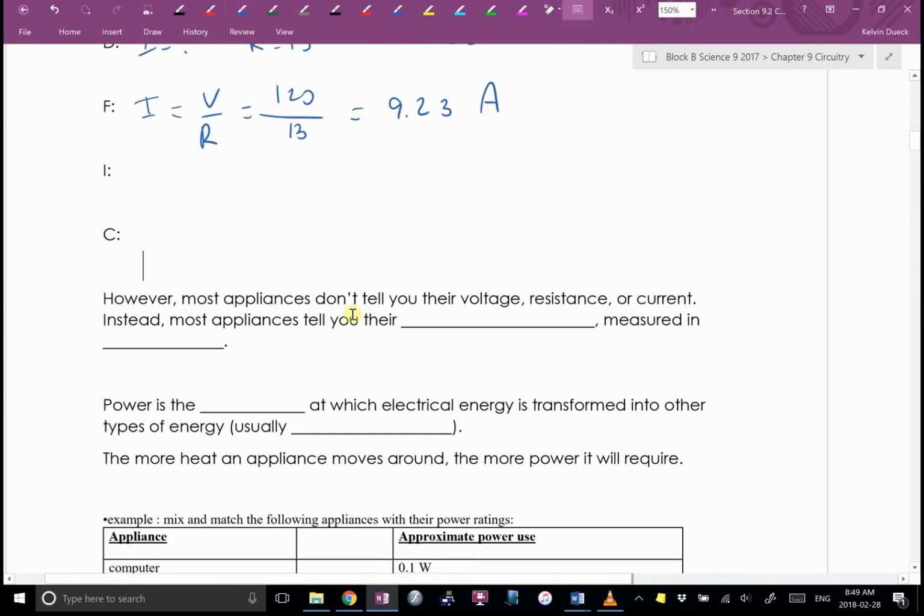Okay, here's the problem. Most appliances do not tell you their voltage or their resistance or their current. If you flip over a standard appliance, and you can do this at home, or you look on the front of it if it's a bigger appliance, what they'll tell you is their power usage. Power is measured in watts.